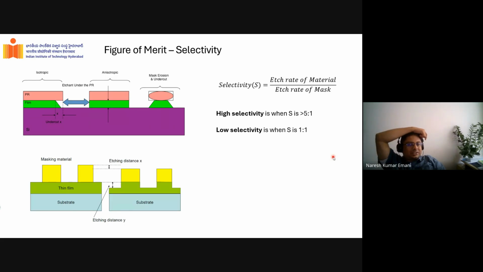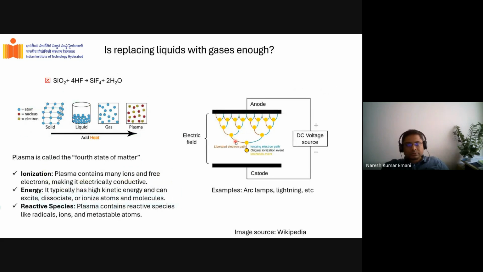Selectivity is Y by X. Everybody agrees? You're etching the material by distance Y. The mask is getting eroded by distance X. So Y by X is your selectivity. Right? So that's your selectivity. Very good. This we have already covered.